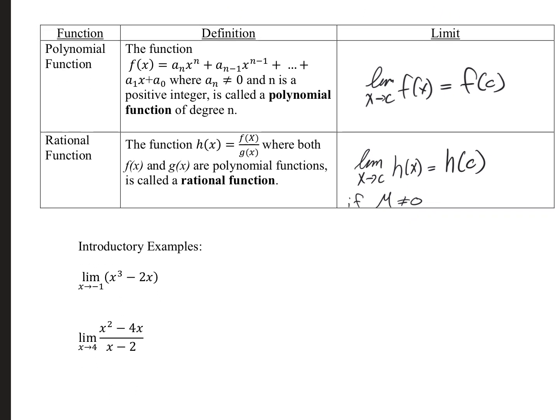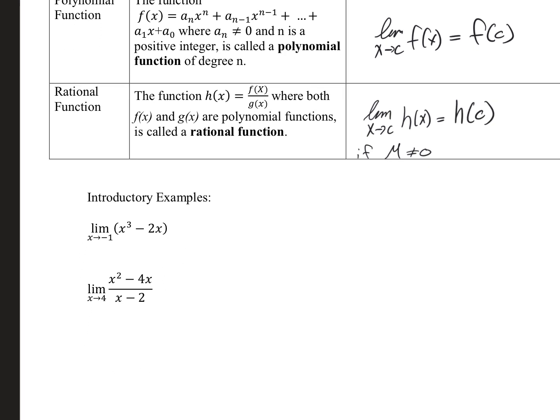Okay, let's look at our first introductory examples. For this first one, we are being asked what is the limit of this function, x cubed minus 2x, as x approaches negative 1. The property up here says if you are ever trying to figure out the limit of a polynomial function as x approaches a number, you are allowed to just plug the number in. We oftentimes are going to call this property direct substitution.